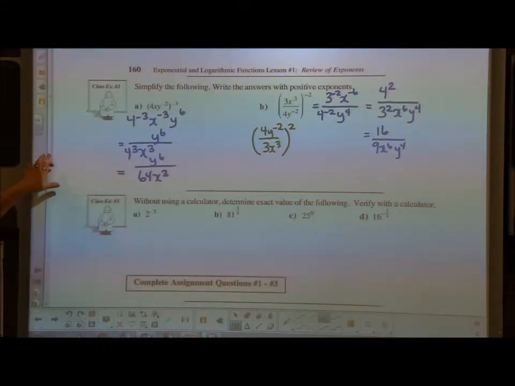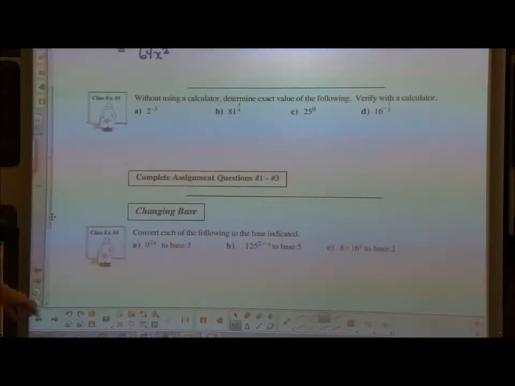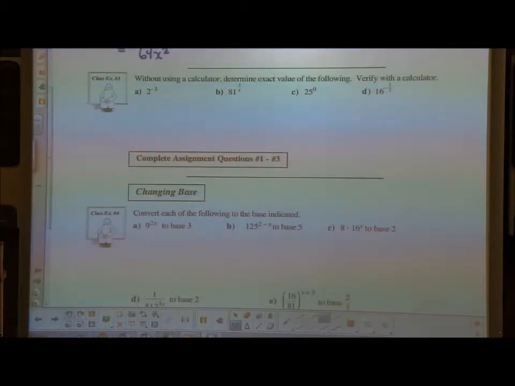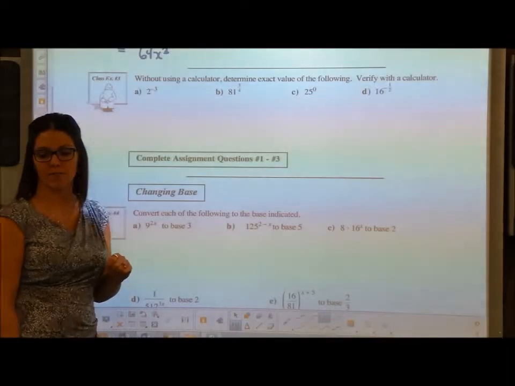Okay, so class example number 3. Without using a calculator, determine the exact value of the following. So 2 to the power of -3. How do I make it a +3?